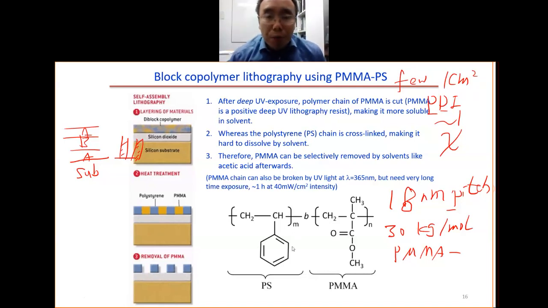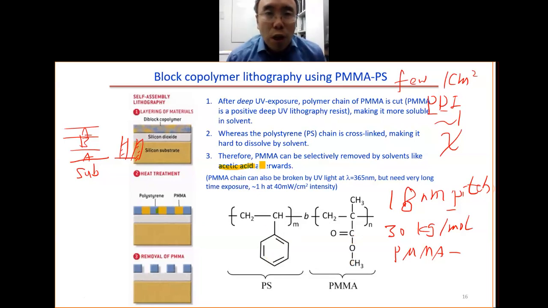How to do the pattern transfer here? We know that PMMA can be dissolved in acetic acid, but polystyrene is not soluble in acetic acid. But can we remove PMMA without removing polystyrene? This will not work, because between the polystyrene and the PMMA you have a chemical bond. You cannot remove one block and leave behind the other block.